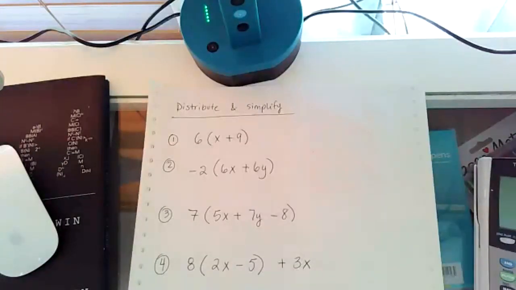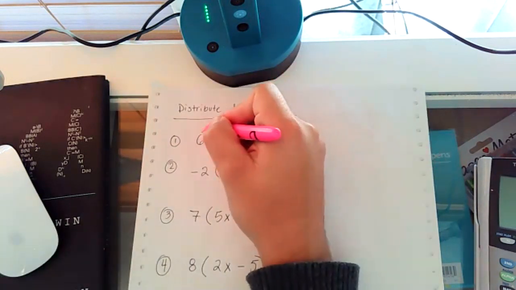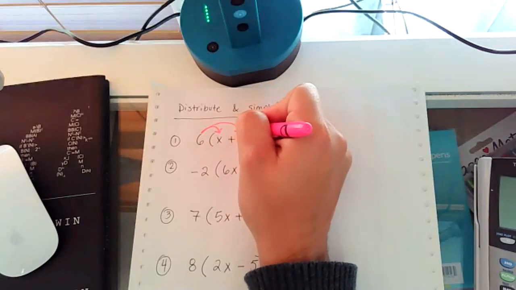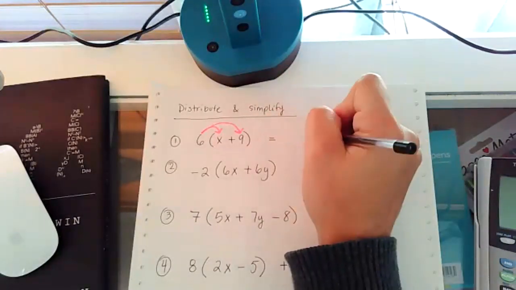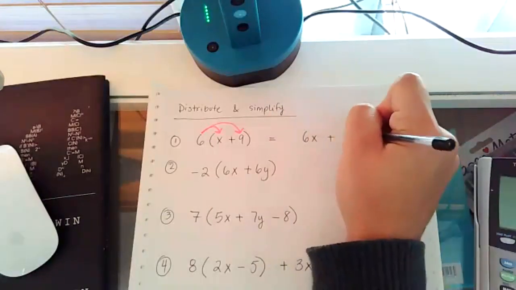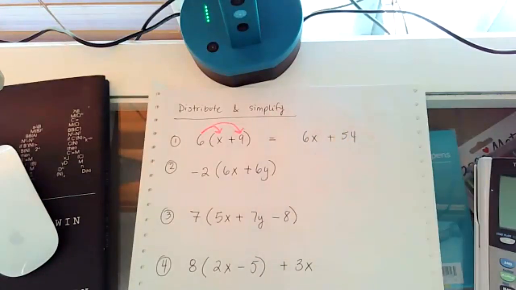Okay, so hopefully we were able to get through those. It seemed like everybody was able to figure out that distributive property. It was pretty straightforward, right? So for this first problem, we're just going to distribute or multiply the 6 by these two quantities, x and 9. So we should be getting 6x plus 54.